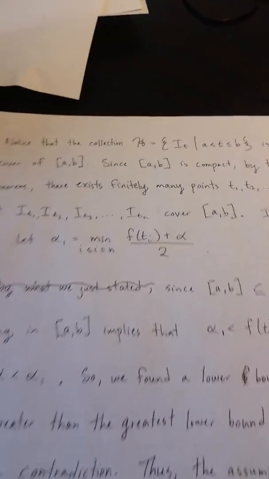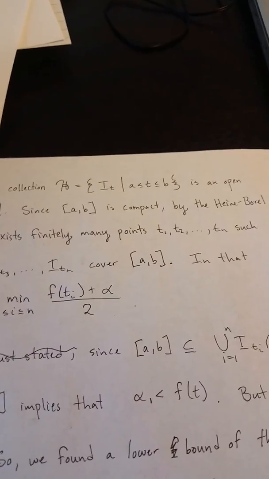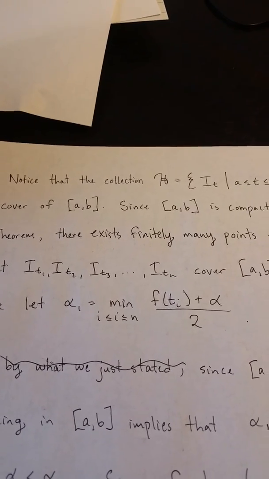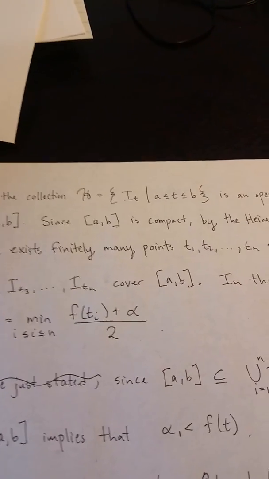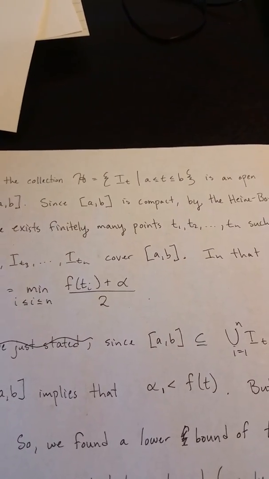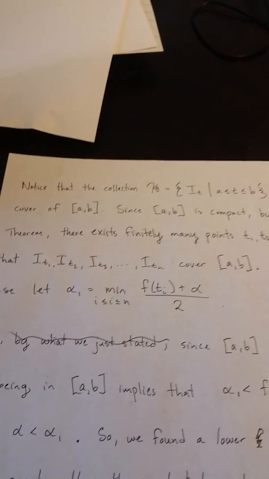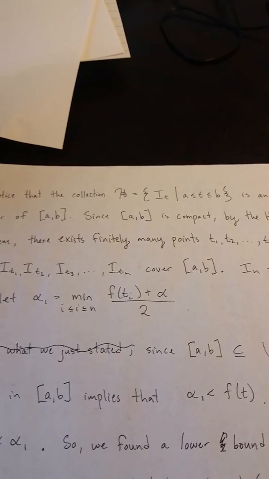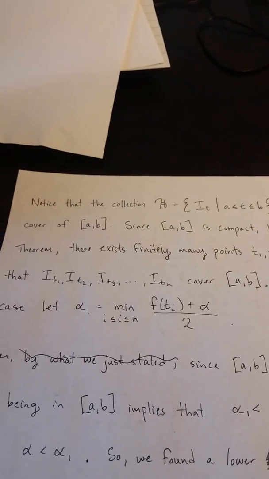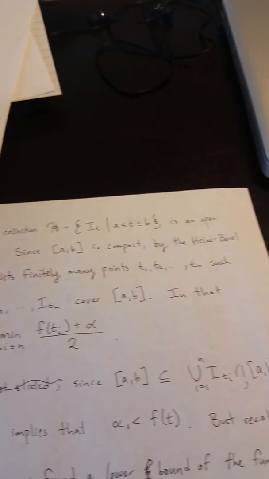Also, notice that the collection of all those intervals I_t for each point t in the interval [a, b] forms an open cover of [a, b]. Since [a, b] is compact by the Heine-Borel theorem, there exist finitely many points t1, t2 through tn such that all those finite intervals cover [a, b]. The Heine-Borel theorem says that every open cover has a finite subcover, and we're using that fact. So there are finitely many I_t intervals that cover [a, b].